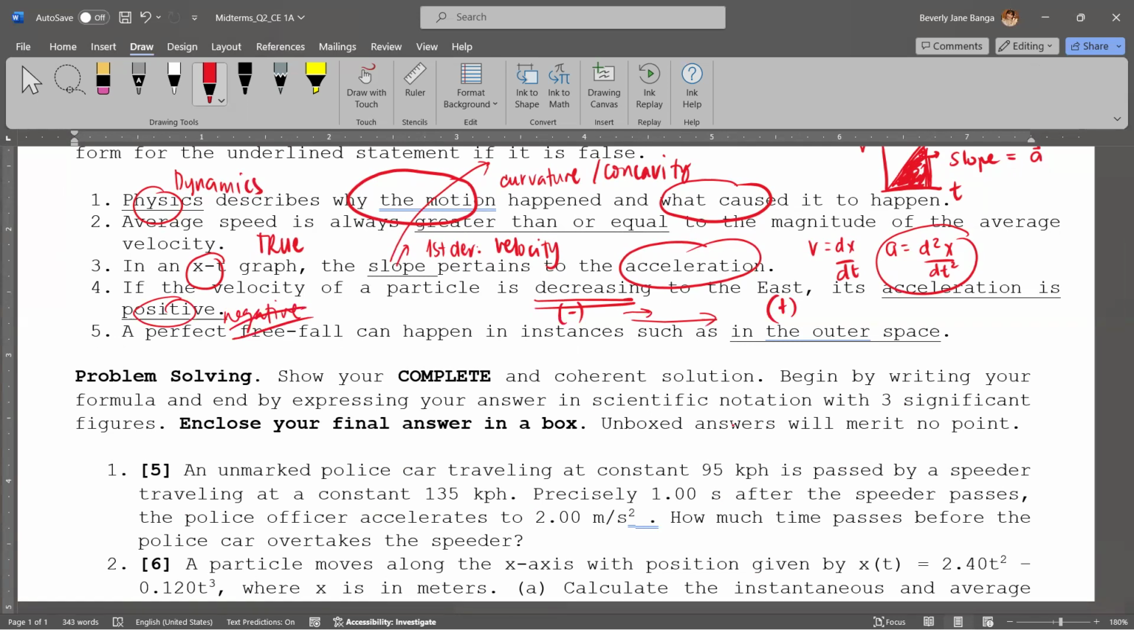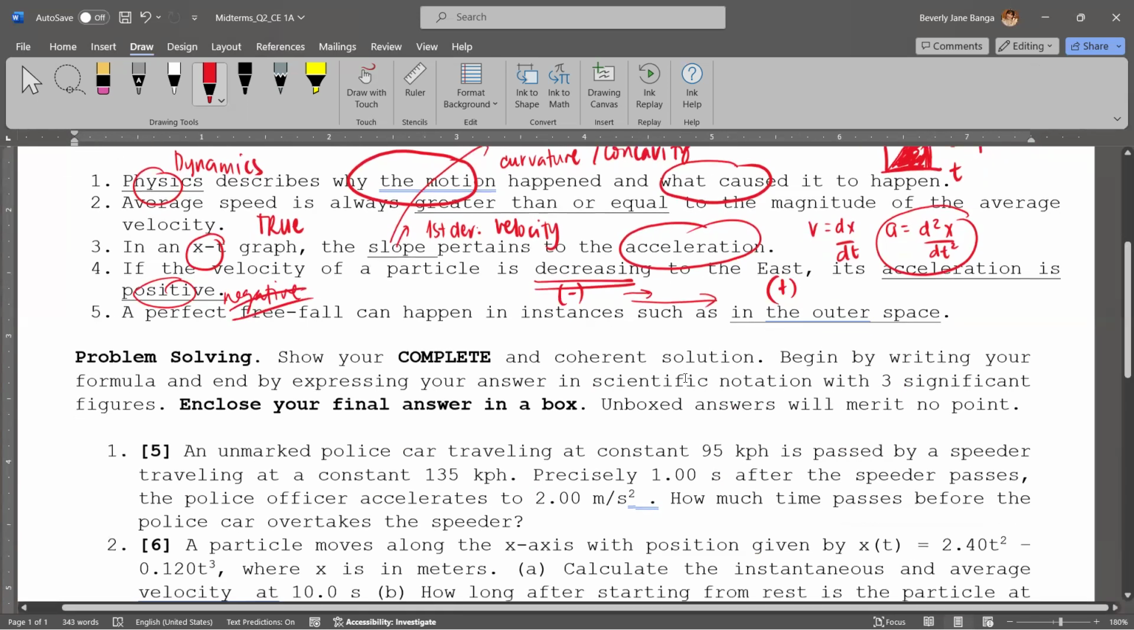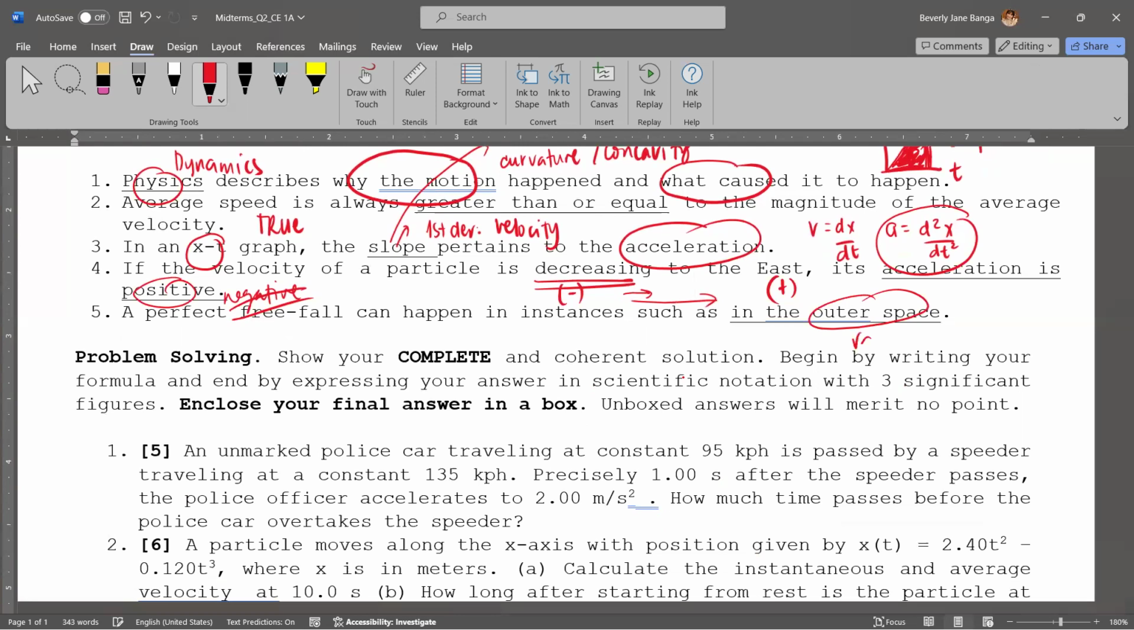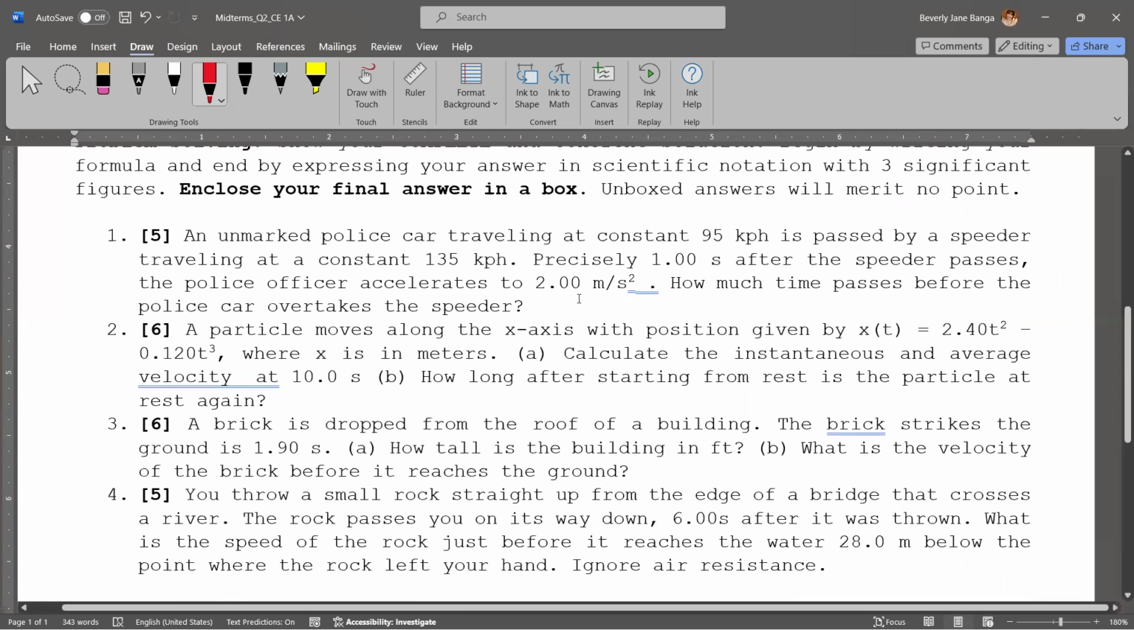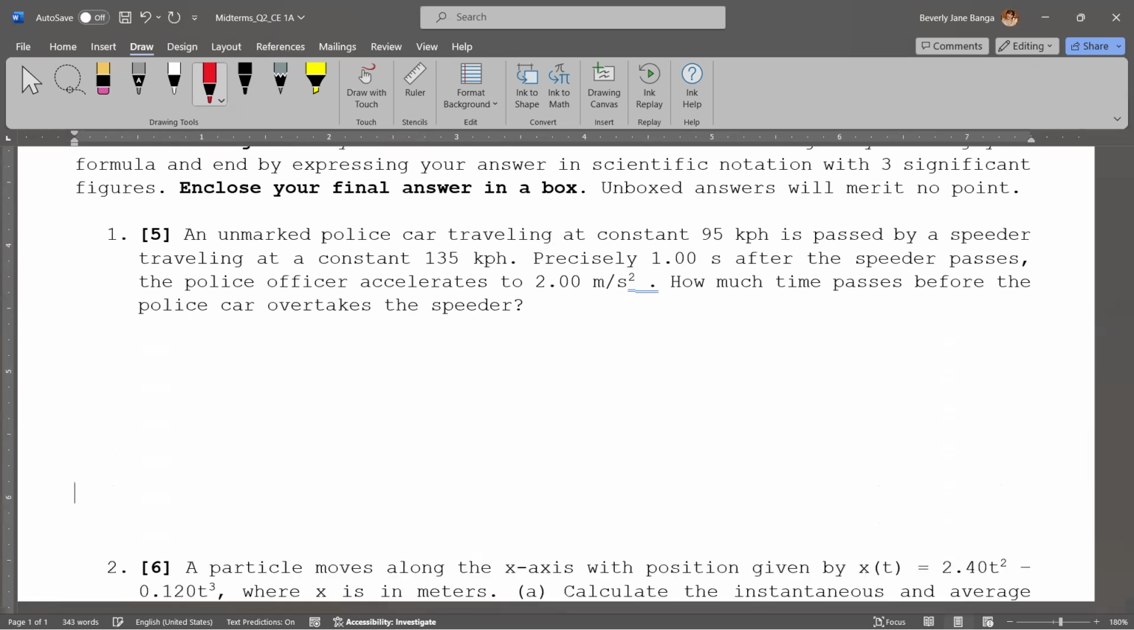Number 5, a perfect free fall can happen in instances such as in the vacuum, okay? Nakakatawa yung sagot ng iba dito. Ang sagot nila ay in the inner space daw. Ano yung inner space, di ba? So, such as in the vacuum. So, binanggit ko din to noon, no? Ang pinaka-perfect lang na free fall ay in the absence of air resistance, and that can only be true, no? If there's no air in the system, and that is approximately a vacuum. Okay. Let's go to the problem solving.